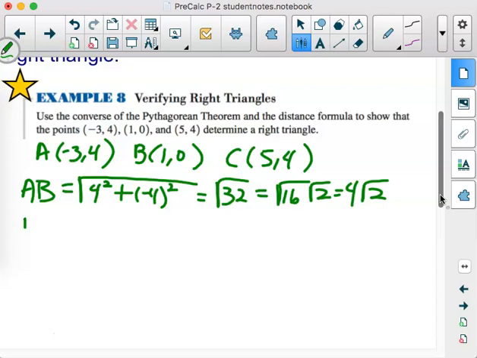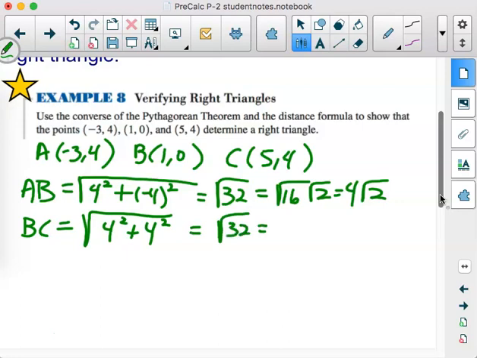Then I need to know from B to C. What are we talking about? What's the distance from B to C? 5 minus 1 is 4 squared, and 4 minus 0 is 4 squared. Hey, look at that. That's going to be the square root of 32, which I'm going to go right to the 4 square roots of 2, because I just showed in the last one that I know how to simplify that. I can skip that little step.